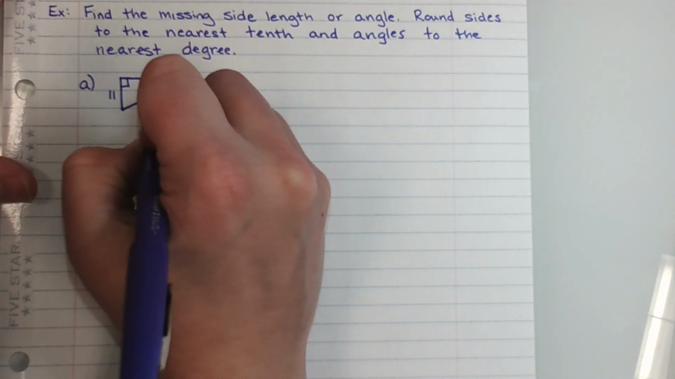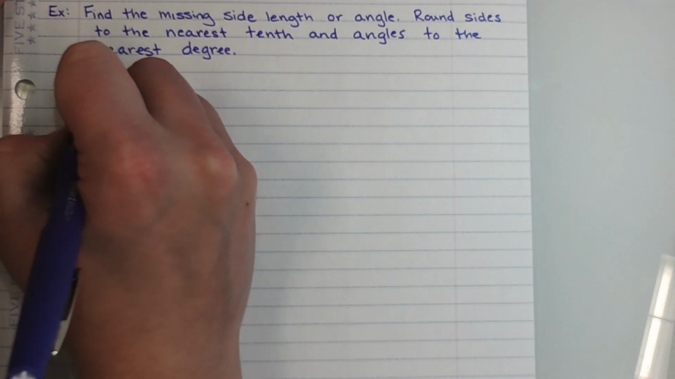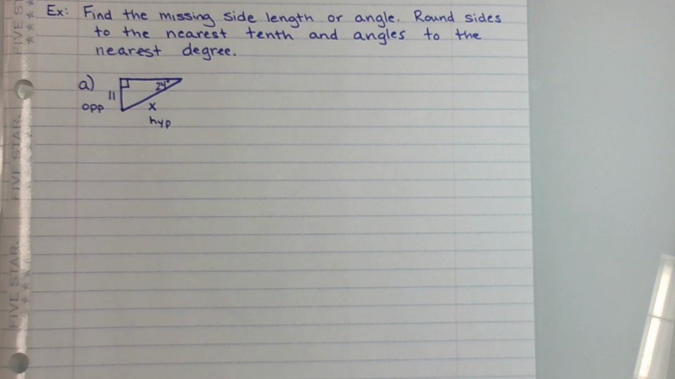Okay, so that's my hypotenuse. That's my opposite. The adjacent doesn't have anything marked on it, which means the adjacent is not helpful to me, so I'm not even going to mark it. So I go through, I identify which sides it is that I either have or want to know. Opposite and hypotenuse in this case.